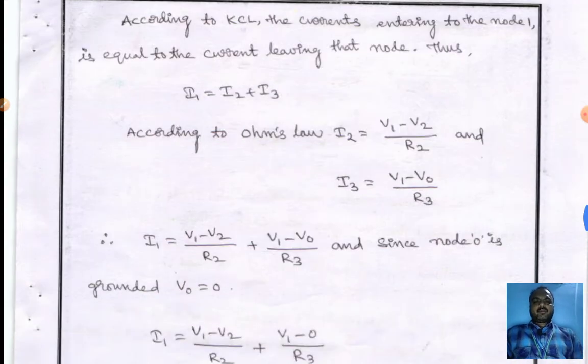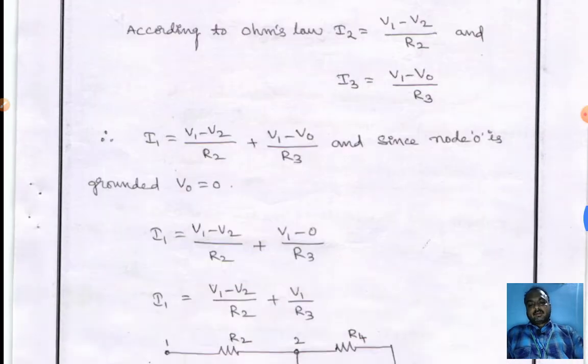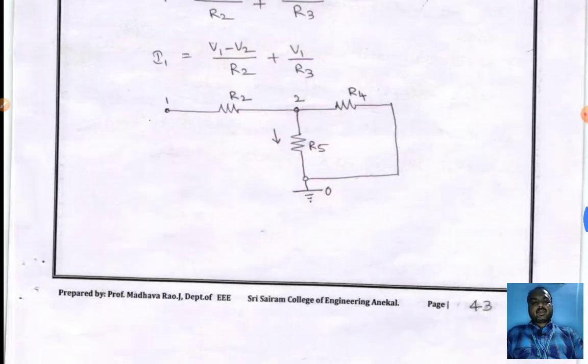Similarly, according to Ohm's law, how can we calculate I2? V1 minus V2 divided by R2, the current flowing in the R2 resistor. Then the current flowing in the R3 resistor, how can we find out? I3 is equal to V1 minus V0 by R3. So by combining these equations, I1, I2 and I3 equations, we can get the I1 equation. So that is one equation. Next, one more equation we will get.